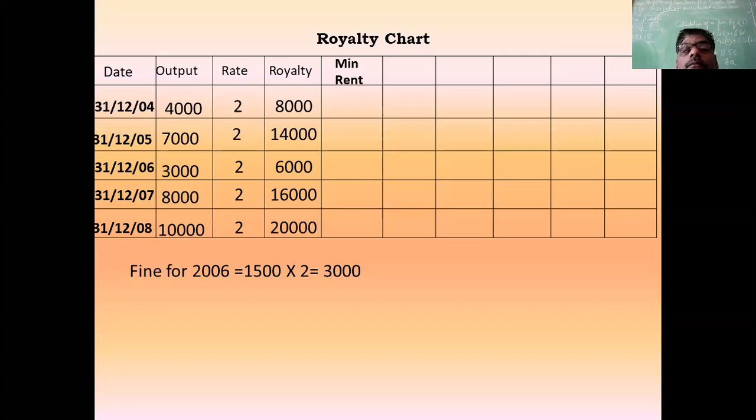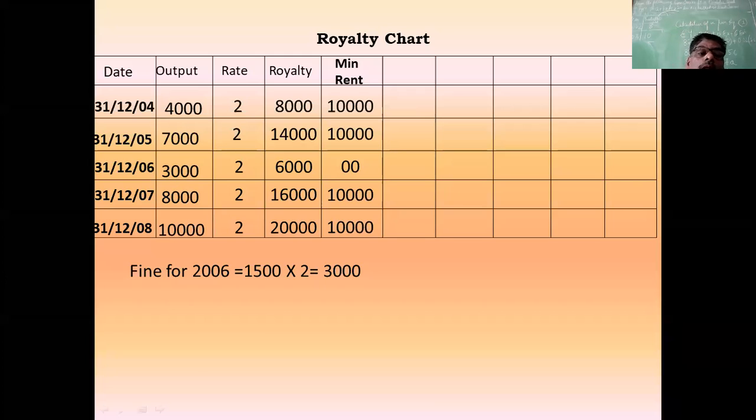Next, minimum rent. Minimum rent is 10,000 first year, second year 10,000, third year 0. Why is it 0? The author made a delay in returning the manuscript after revision. Therefore, minimum rent will not be applicable for this year. So minimum rent will not be given to the lessor author. No minimum rent. Okay. That's why I put the 0. Next year, 10,000 is minimum rent. Last year, 10,000 minimum rent.